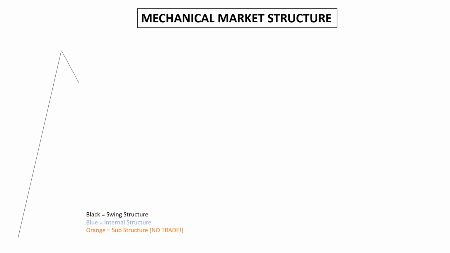But this may not be large enough for you to consider a swing pullback. As you can see, we've got this huge swing move. Price has only pulled back a very small amount, hasn't come anywhere near our discount prices or anything like that. And so what I like to do here is I like to class this as internal structure. The reason this isn't swing structure for me is because it's not a large enough pullback in relation to this swing leg that we have here.